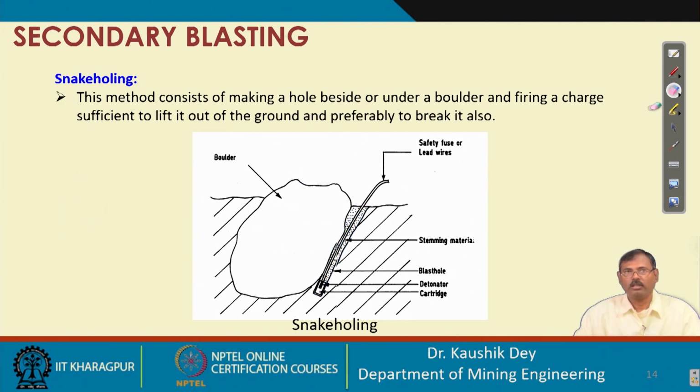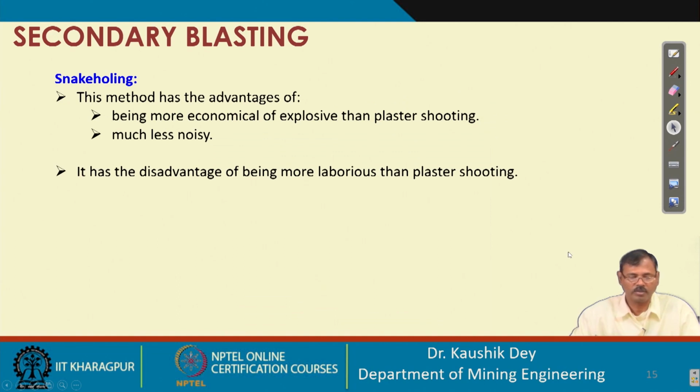So, snake holing is basically practiced in the case of naturally occurring boulders, not in mining conditions, where the boulders are fractured and removed without directly drilling into the boulders. This is more economical than plaster shooting and less noisy, but the disadvantage is that again you have to go for drilling etc., which is not very beneficial for mining activities.